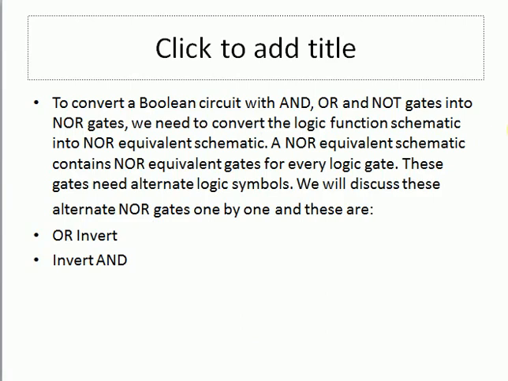Now, in order to convert a Boolean expression or a Boolean circuit with AND, OR and NOT gates into NOR gates, we need to convert the logic function schematic into the NOR equivalent schematic, as we have done before in the NAND implementation. A NOR equivalent schematic contains NOR equivalent gates of every logic gate. These gates need alternate logic symbols, and we will discuss them one by one. The first one is the OR invert and the other one is the invert AND. So now we will see what the OR invert and the invert AND are.